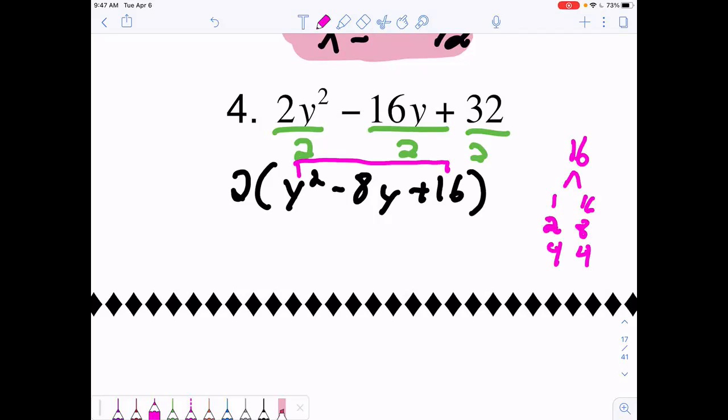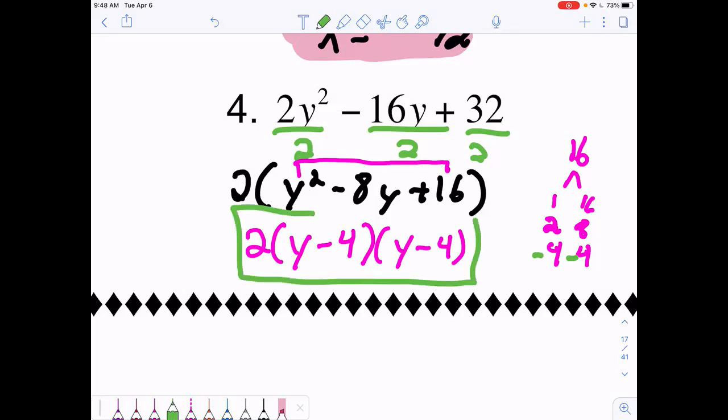Funky looking too. Mr. Kimball, what are factors that are going to give us a negative 8? Good, and they both have to be negative. So we got negative 4, negative 4. So when we factor this, instead of x, you have a y minus 4 times a y minus 4. And then, don't forget that 2 out in front. And that gives you your final answer.